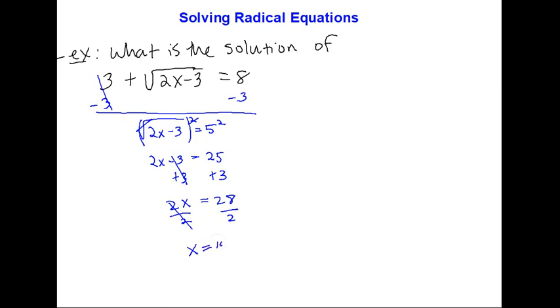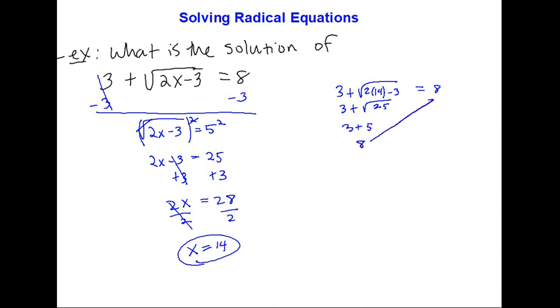Now it's really important that we check to make sure that we don't have any extraneous solutions. So we'll simply do a check here, and we get 3 plus the square root of 2 times 14 minus 3. This is supposed to equal 8. So 2 times 14 is 28, and 28 minus 3 is simply 25. The square root of 25 is, of course, 5, and 3 plus 5 is 8. You can see this is equal to 8, and so this solution checks out.